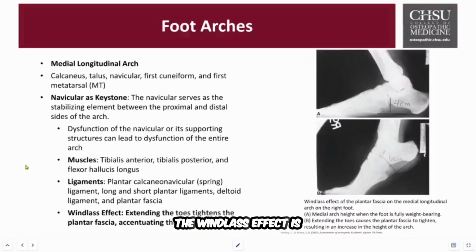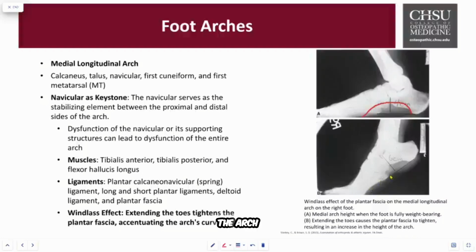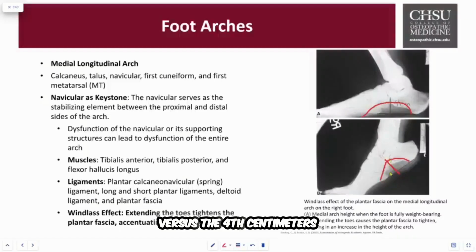The windlass effect is a result of extending the toes, which pulls against the plantar fascia. This then exaggerates the arch's curvature. So you can see in letter A, the medial arch heightened when the foot is fully weight-bearing. And then B, where extending the toes causes the plantar fascia to tighten, resulting in an increase in the height of the arch. Over here, it's 6 centimeters versus 4 centimeters.